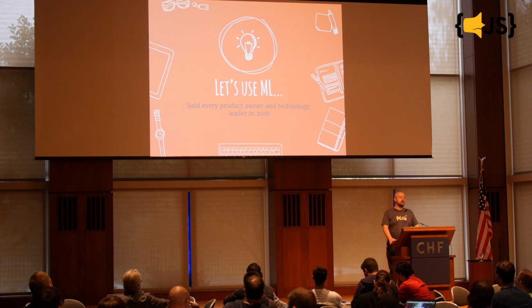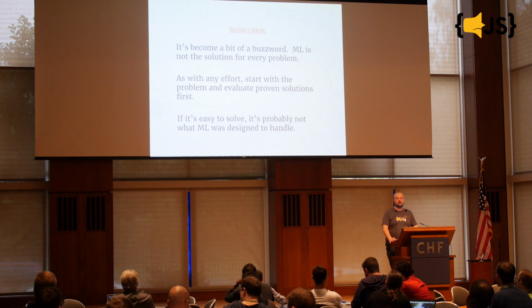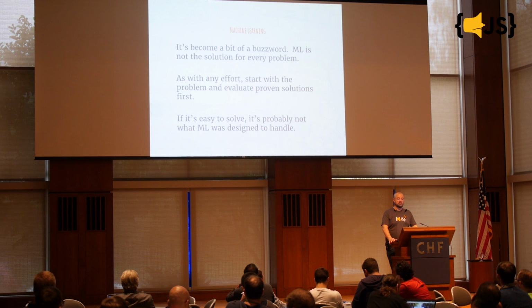So this is what most of 2016 has been in my company, and I'm sure it is in many others. Everybody wants to have ML or AI or whatever their term is that they think is the right word, but it's kind of a buzzword right now. Everybody wants it. Just like any other technical problem, you should look at it and approach it from the right solution. If it's easy to solve, that's not really where machine learning fits in.